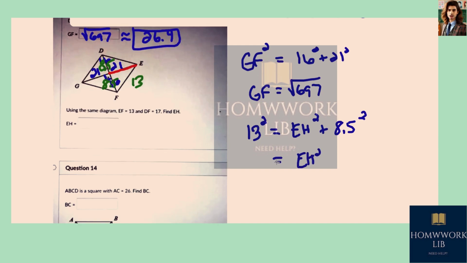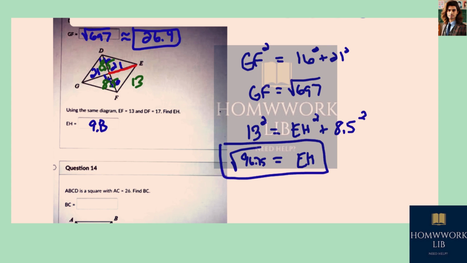Subtract 8.5 squared from 13 squared. You get 96.75. Square root it, and that's what EH is exactly. Or about 9.8, depending on how you're rounding. This is the exact value for EH to the nearest tenth. If you're going to the hundredths, then it would be 8.84.